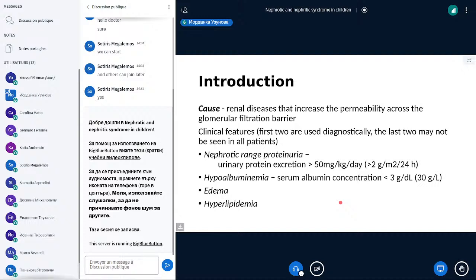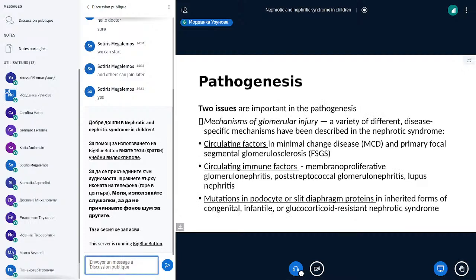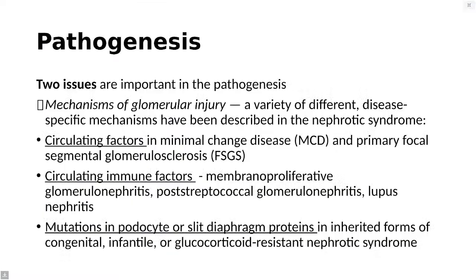For pathogenesis, there are two issues that are important. The first is mechanism of glomerular injury. This is a variety of different diseases. Specific mechanisms have been described in the nephrotic syndrome. I will describe three.